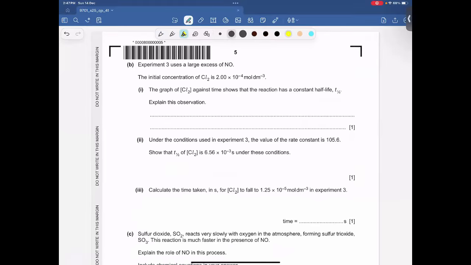Now, experiment 3 uses a large excess of NO. If it uses a large excess of NO, that means the concentration of NO needs to be constant, because we cannot determine the concentration if any substance exists in excess amount.